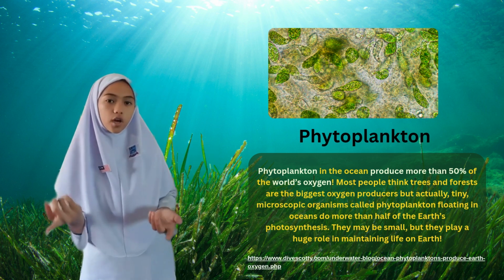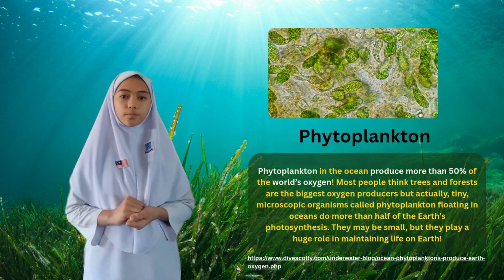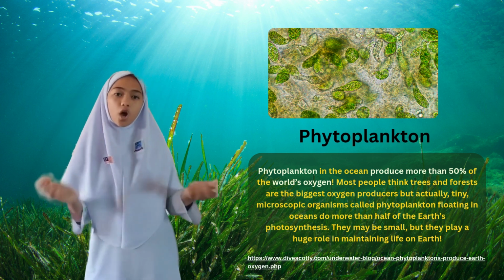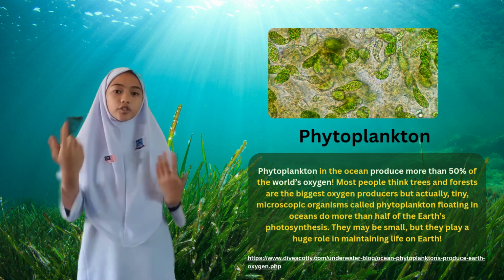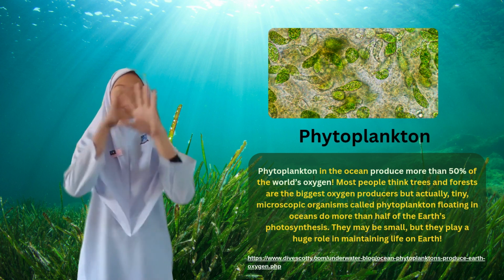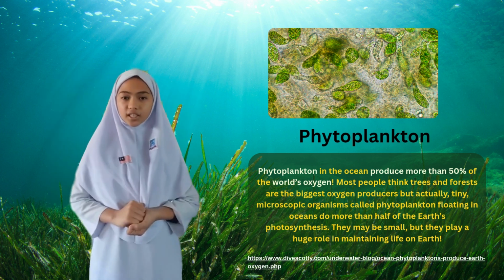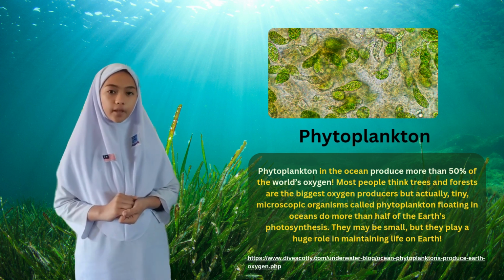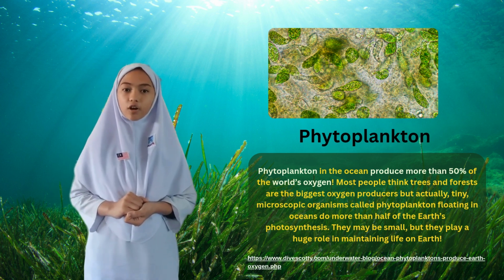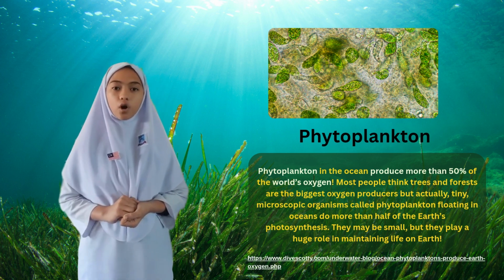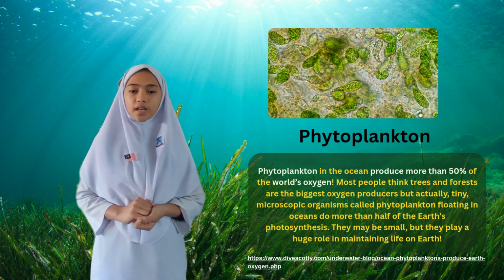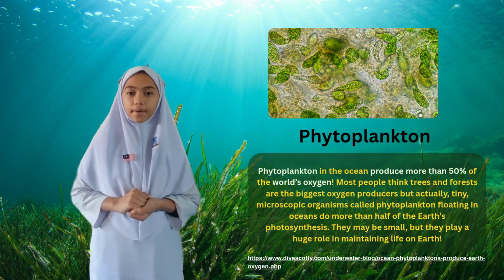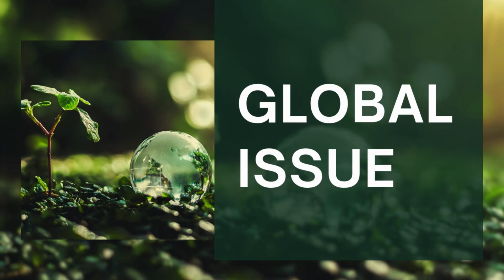Here is an interesting fact. Did you know phytoplankton in the ocean produce more than 50% of the world's oxygen? Most people think trees and forests are the biggest oxygen producers, but actually, tiny microscopic organisms called phytoplankton floating in the oceans do more than half of the Earth's photosynthesis. They may be small, but they play a huge role in maintaining life on Earth.